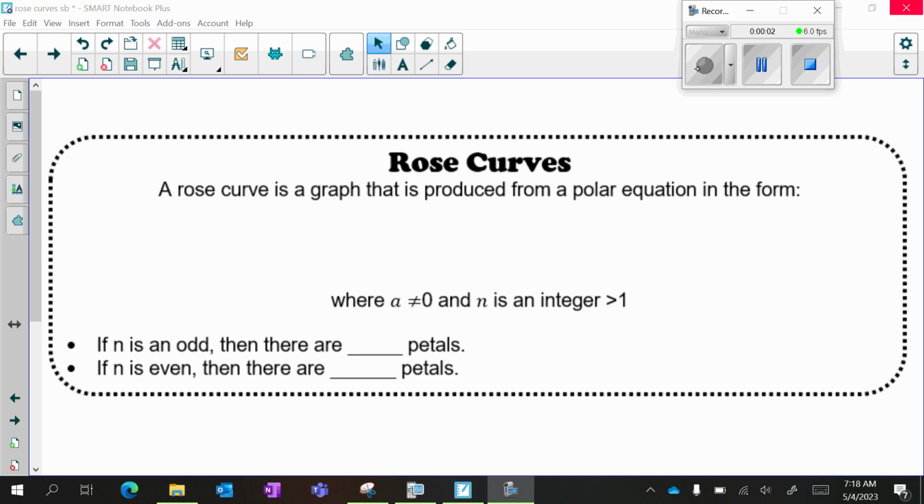So let's summarize and take some notes on what we call rose curves. They're called rose curves because each of those loops that you have been drawing remind us of petals. So let's summarize what we did.